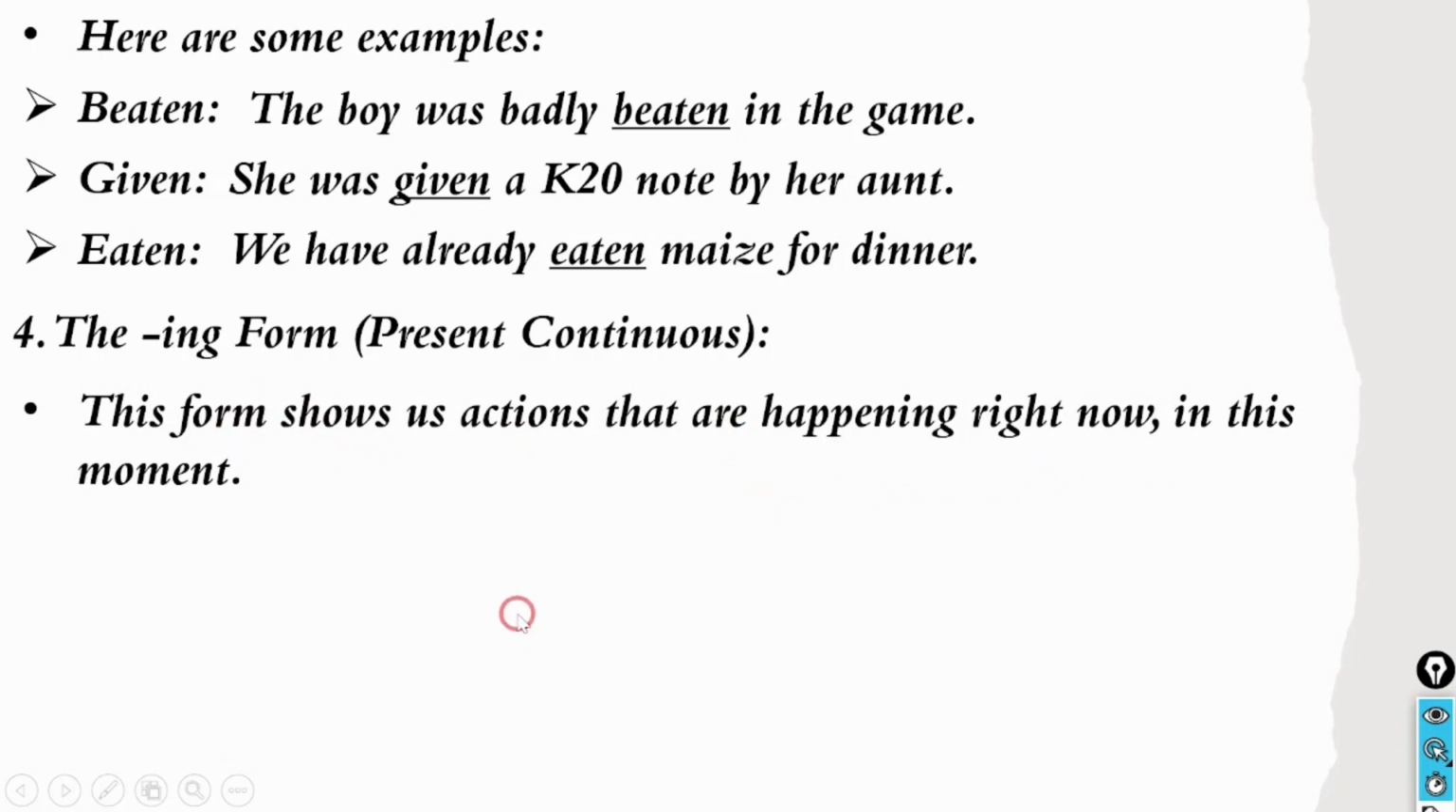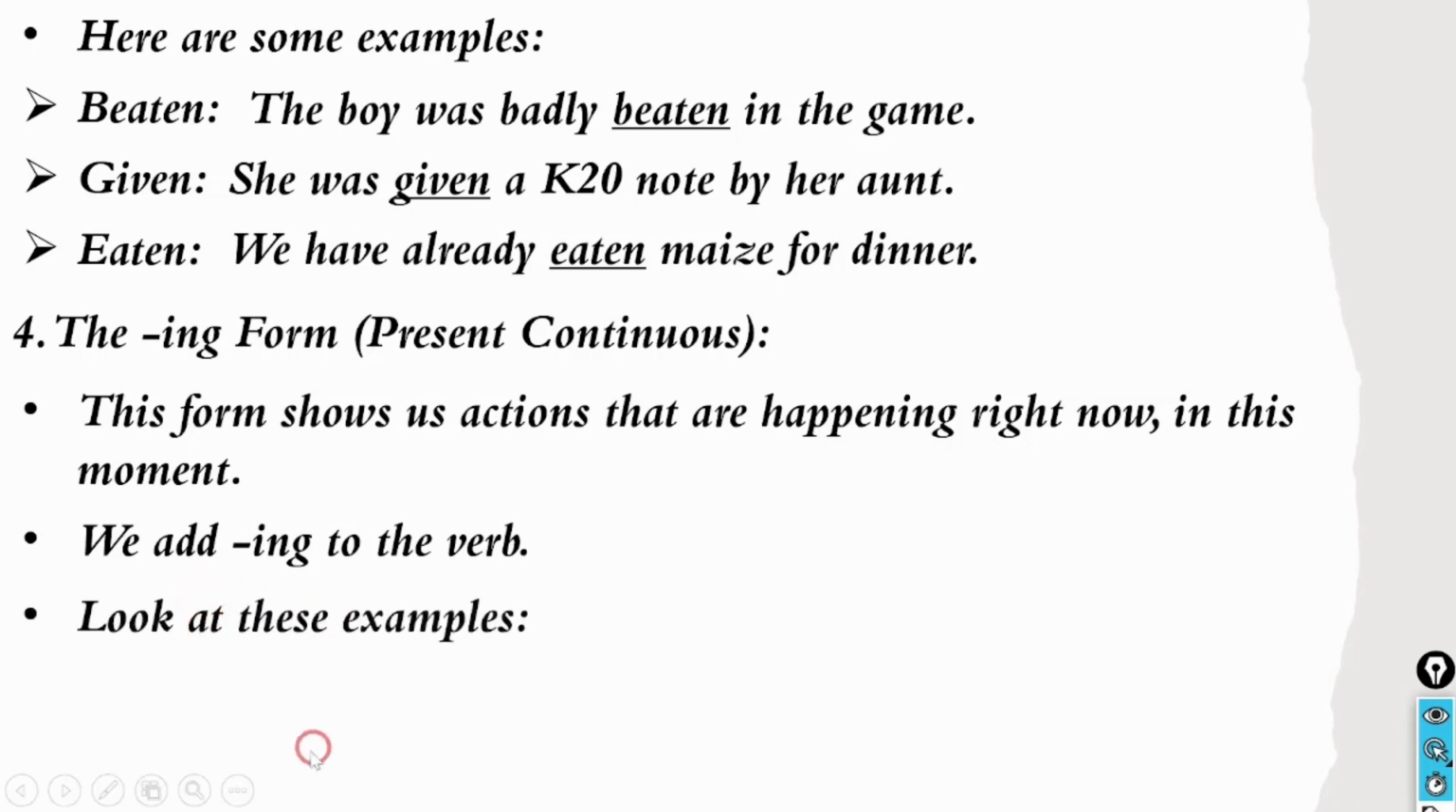So the present continuous: when we get a verb, to the verb we add ing, then it becomes the ing form, which indicates present continuous. This form shows us actions that are happening right now, in this very moment. So we add ing to the verb to come up with the ing form, which is there to show us actions that are happening right now or in this moment.